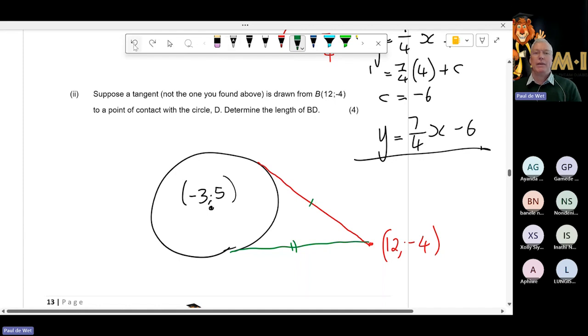Can anyone tell me how on earth are we going to do this question? Because we don't know what that point is, and we can't work it out. And we don't know what this point is, and we can't work it out. Okay. Can anyone tell me how else can I find how long these tangents are? Okay. So this is D. We'll just do the red one. This is point B, and this is point D.